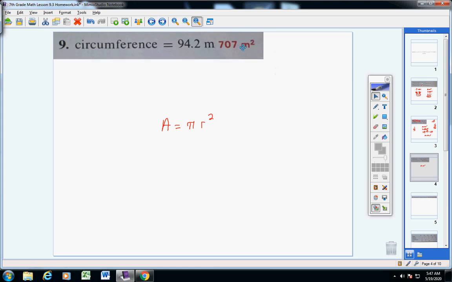Now, for number 9, they want us to find the area of a circle. That's what the directions say. So here we go. So for pi, we put 3.14. And for the radius, we put, well, that's the problem. We don't know what the radius is. All they've given us is the circumference. So, how can I take the circumference and find the radius?